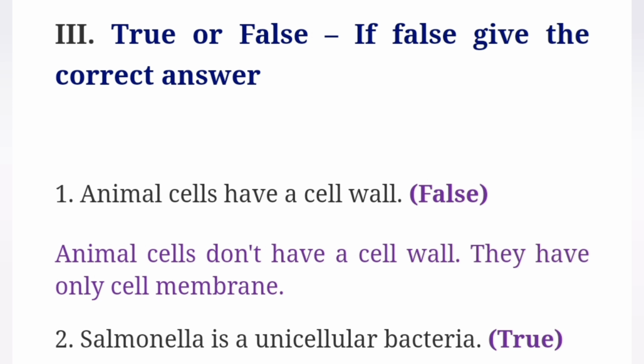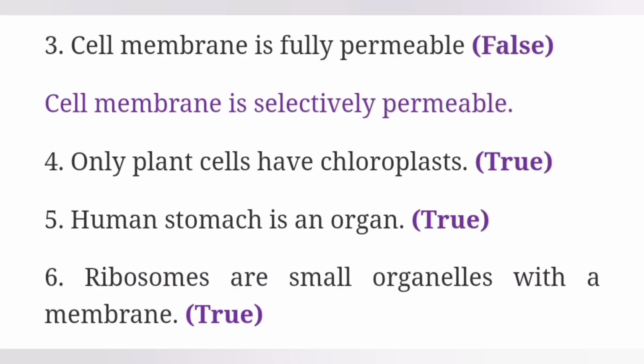Second one, Salmonella is a unicellular bacteria. The statement is true. Third one, cell membrane is fully permeable. The statement is false. The correct statement, cell membrane is selectively permeable.